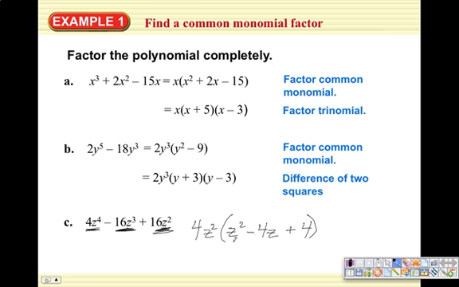Next, you look to see if this factors right here, and it does. Factors of 4 that add up to negative 4. Well, that's minus 2 and minus 2. So you'd have z minus 2 times z minus 2, or z minus 2 squared. But still have your 4z squared out front. And there you go. Completely factored.